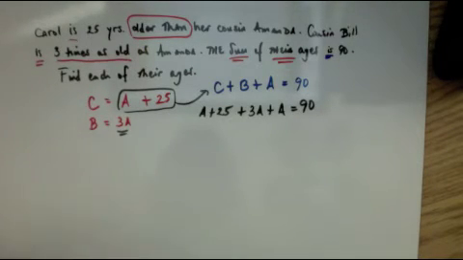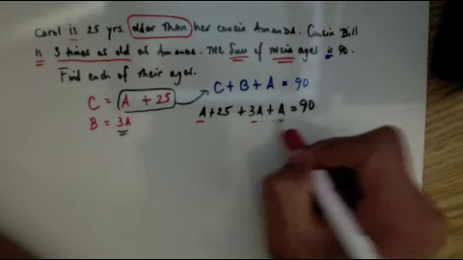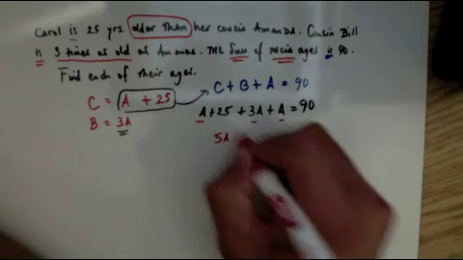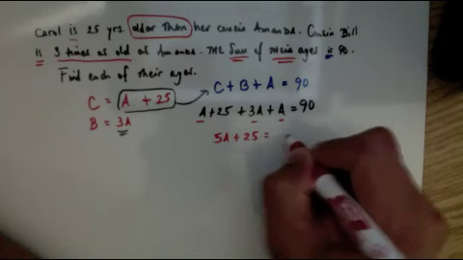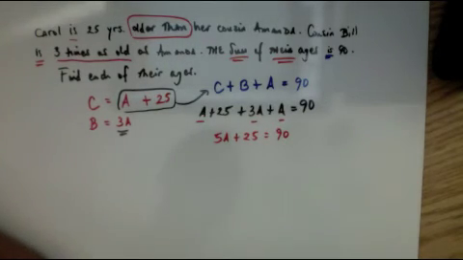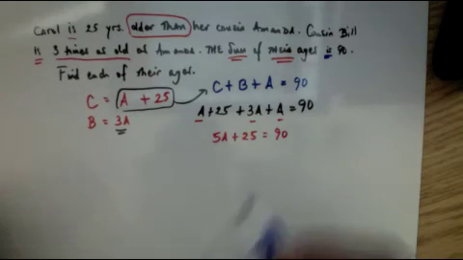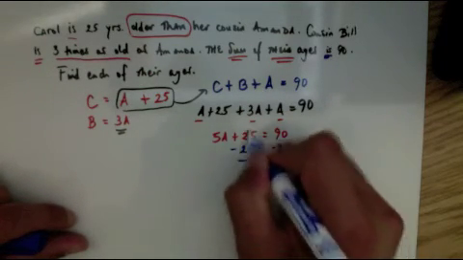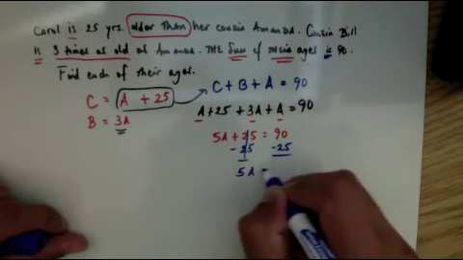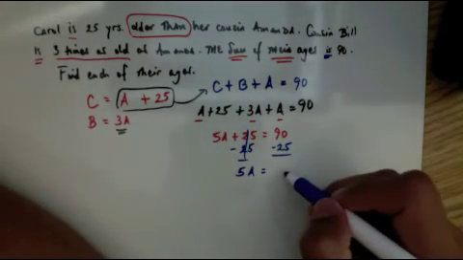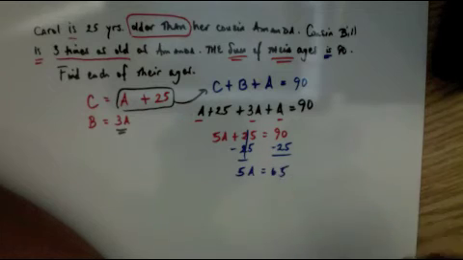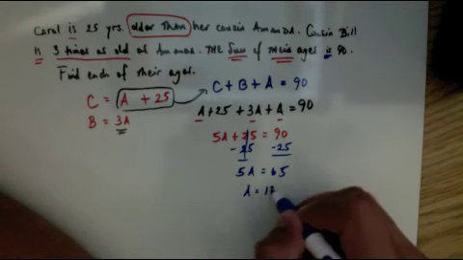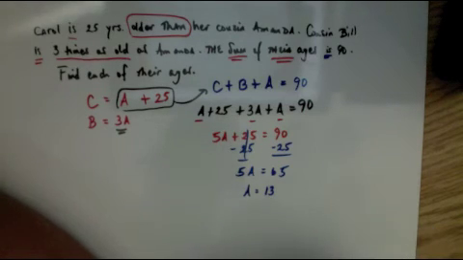I'm going to go ahead and combine. 3A, A, that's 5A's plus 25 gives me 90. We can go ahead and do the math very easily. Subtract 25 from both sides, and you probably figured it out. 90 minus 25, you should get 65. And when you divide, you should get 13. So Amanda is 13 years old, which makes sense.